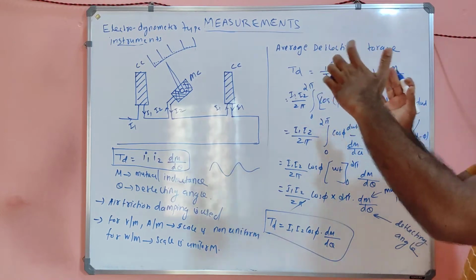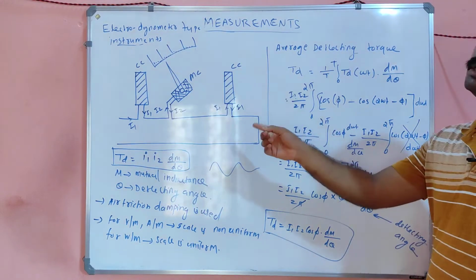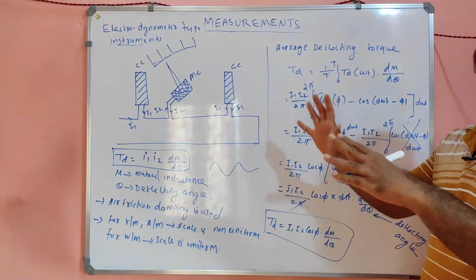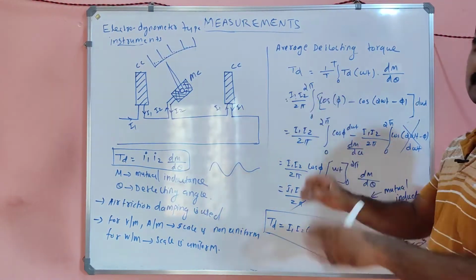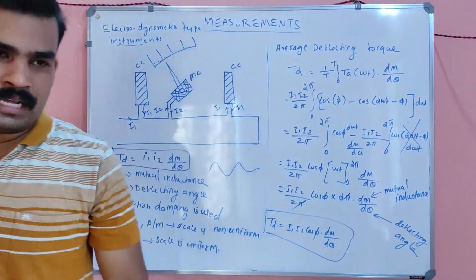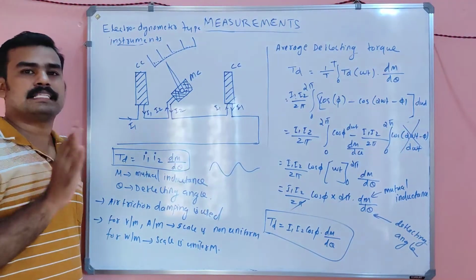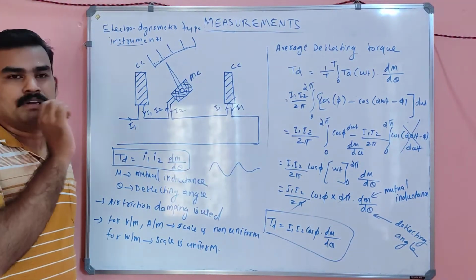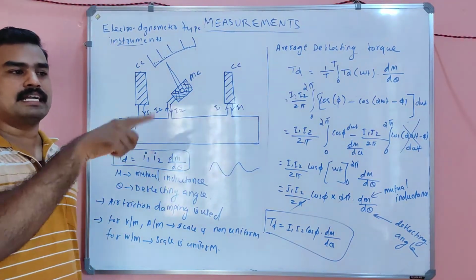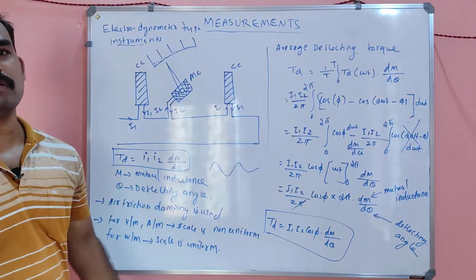If this electrodynamometer type instrument is used as a wattmeter by adjusting something in the load side or some circuit arrangement, it will be modified as a wattmeter also. So when we are using the electrodynamometer type instrument as a wattmeter, the scale is uniform. Because wattmeter means what, my dear? The power, it will give you the active power. Active power is not a squared quantity. Active power directly it will give.